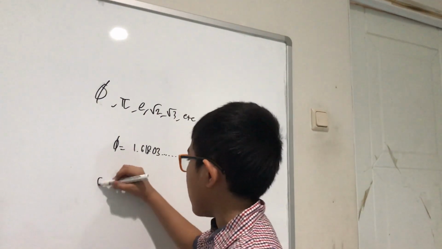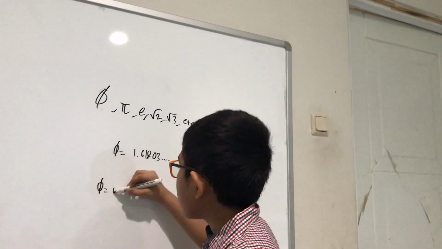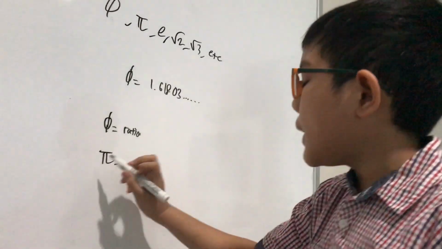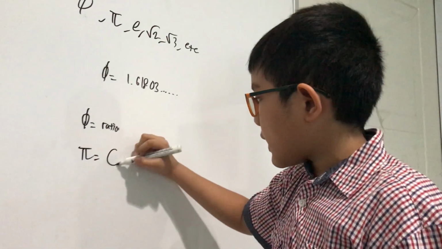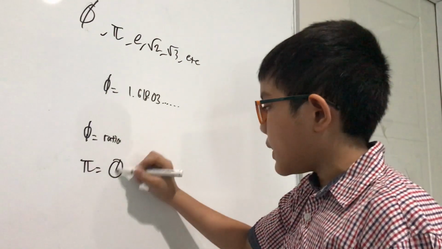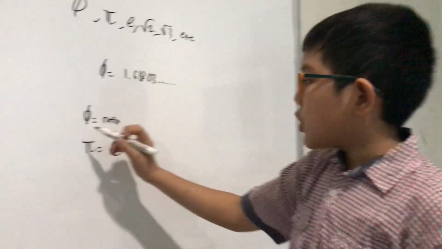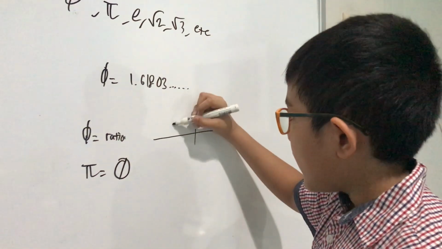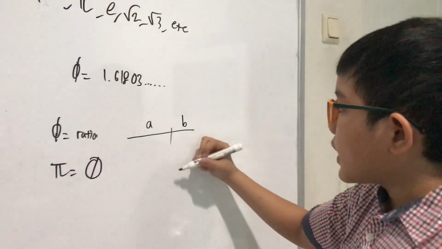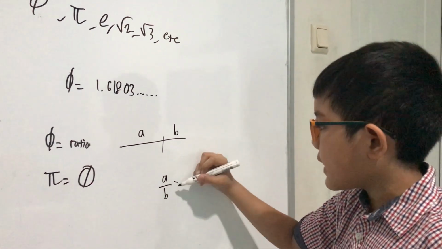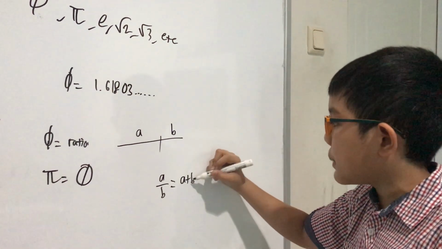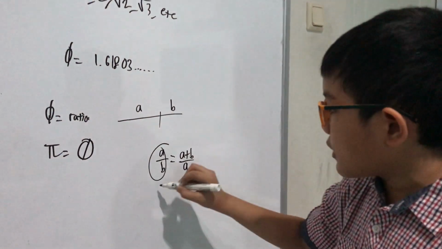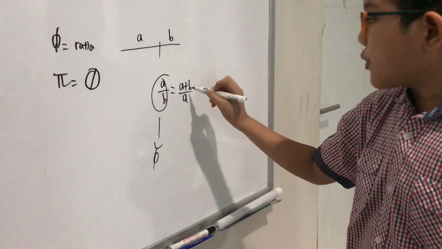So, what is actually phi? Phi is also a ratio, just like pi. However, pi is the ratio between the circumference of a circle to its diameter. Phi is the ratio of a line that splits it into two pieces, A and B, such that A to B is equal to A plus B over A. And because A to B is phi, A plus B over A is also phi.